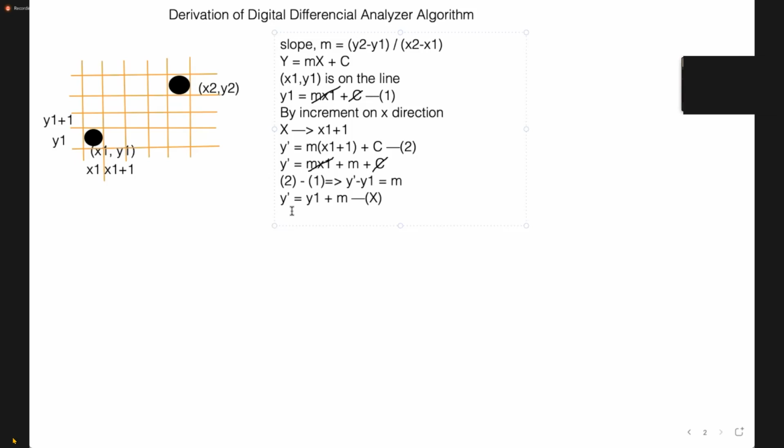So ultimately you have to go until the last point x2, y2. When your x coordinate equals x2, you can stop the algorithm. Until that point, you have to go. And you can check whether the y coordinate of that point is equal to y2. Whether it is equal to y2, you can check it.